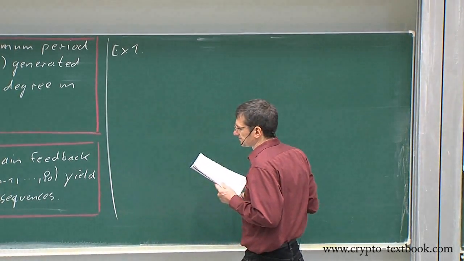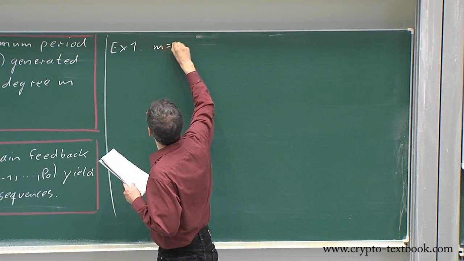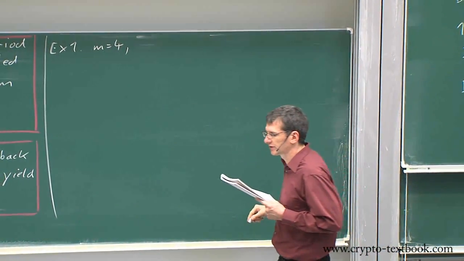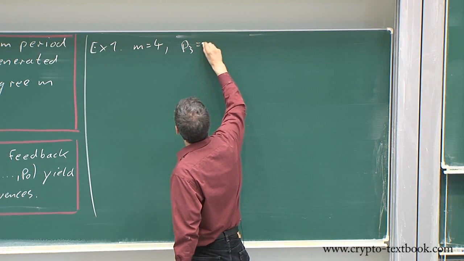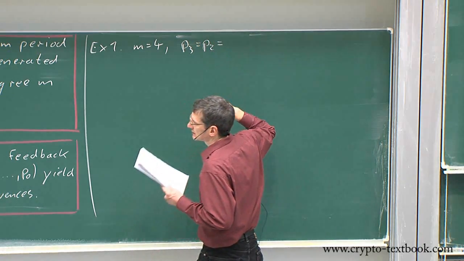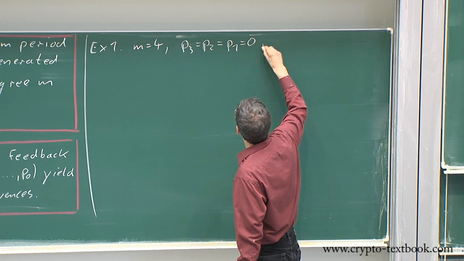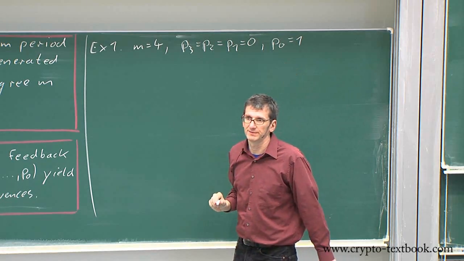First example. So we look at LFSRs of degree 4. And first I give you this here. P3 is equal to P2, is equal to P1, is equal to 0. And P0 itself is 1. Okay?